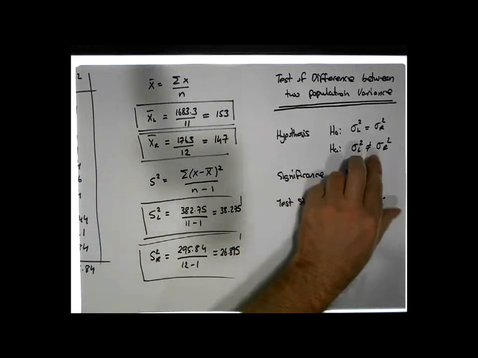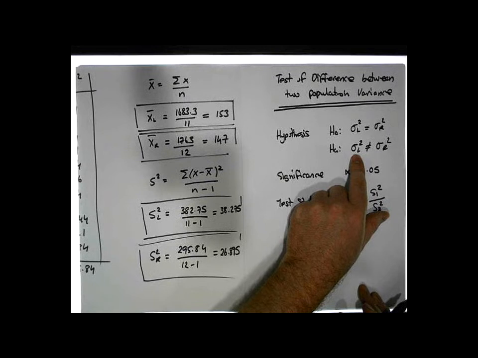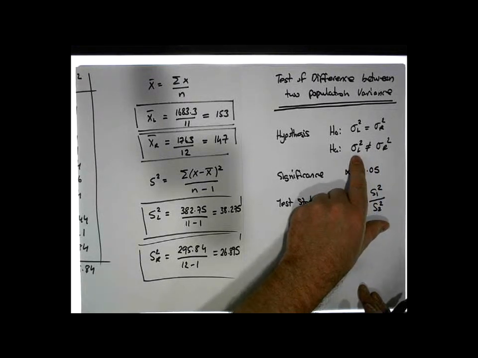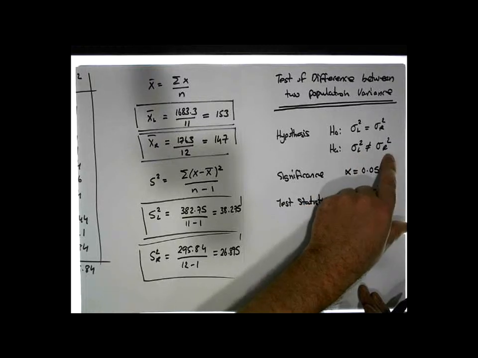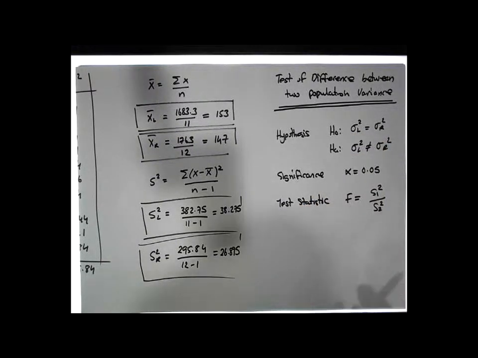But irrespective of that, this is a two-tailed test, because I don't mind if I show that the left-handers' variance is less than the right-handers' variance, and I don't mind if I show that the variance of the left-handers is greater than the variance of the right-handers. Either way, that'll show that they're actually different. Okay, so this is a two-tailed test.